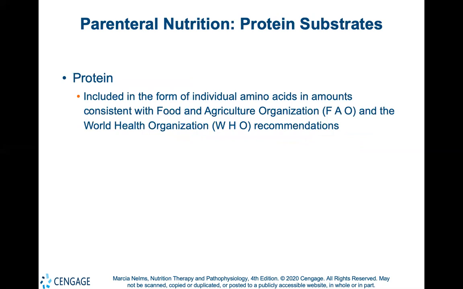Protein is included in the form of individual amino acids in amounts consistent with the Food and Agriculture Organization and the World Health Organization recommendations. Modified products have been developed and marketed for renal failure, hepatic failure, and stress. Factors that increase protein requirements above the DRI include diagnoses such as trauma, burns, sepsis, wounds, and bone marrow transplant. The lower range of protein, 0.8 grams per kilogram, may be needed for patients with acute kidney injury who are not receiving dialysis.